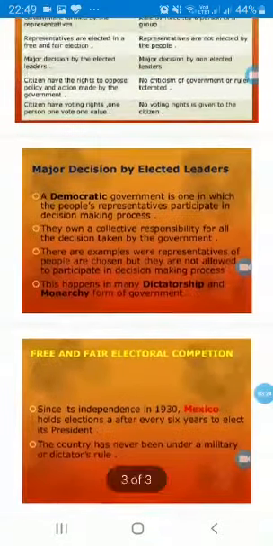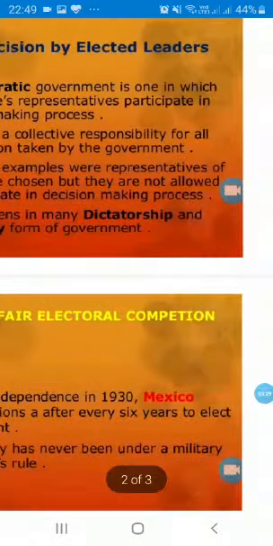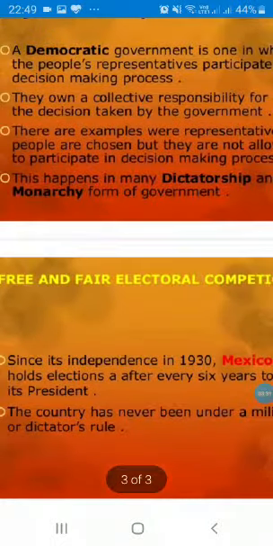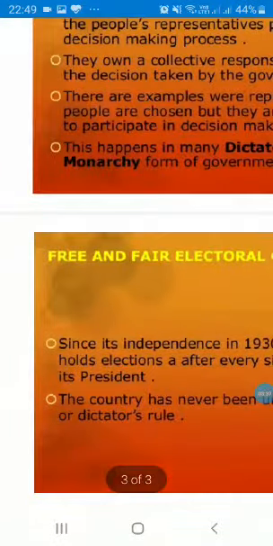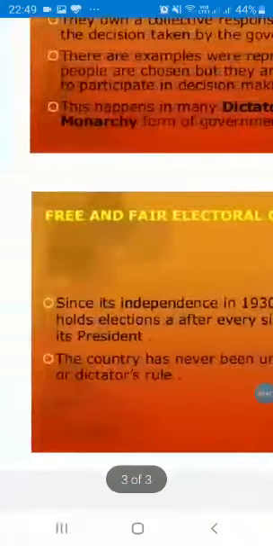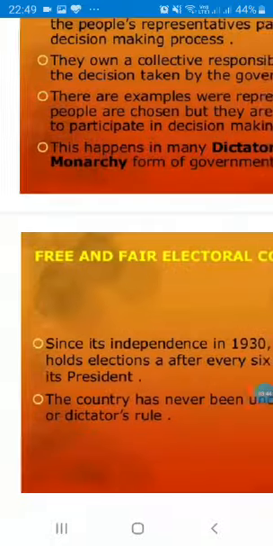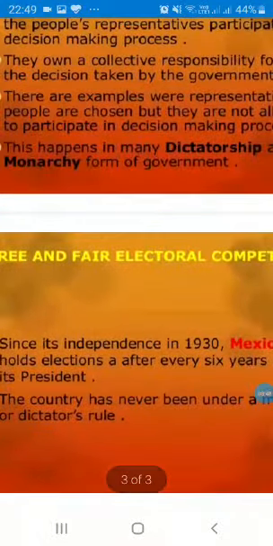Now, free and fair electoral competition. Since its independence in 1930, Mexico holds elections after every 6 years to elect its president. The country has never been under a military or dictator's rule.